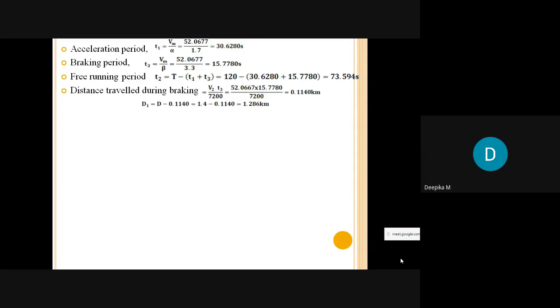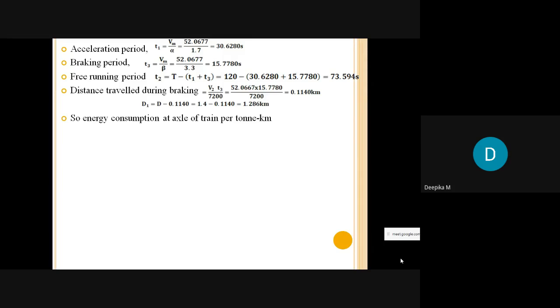And D1, so D1 is nothing but what? It is the distance traveled during the acceleration and the free running period, that is the distance when the power is on. Hence, D1 is the total distance D minus the distance traveled during braking, which is nothing but 1.286 kilometers. So this is the distance traveled during the power is on.